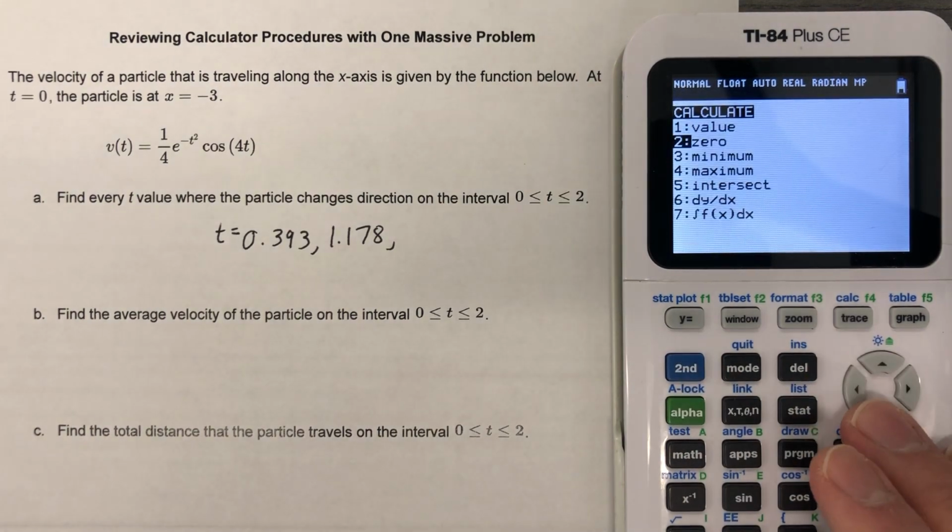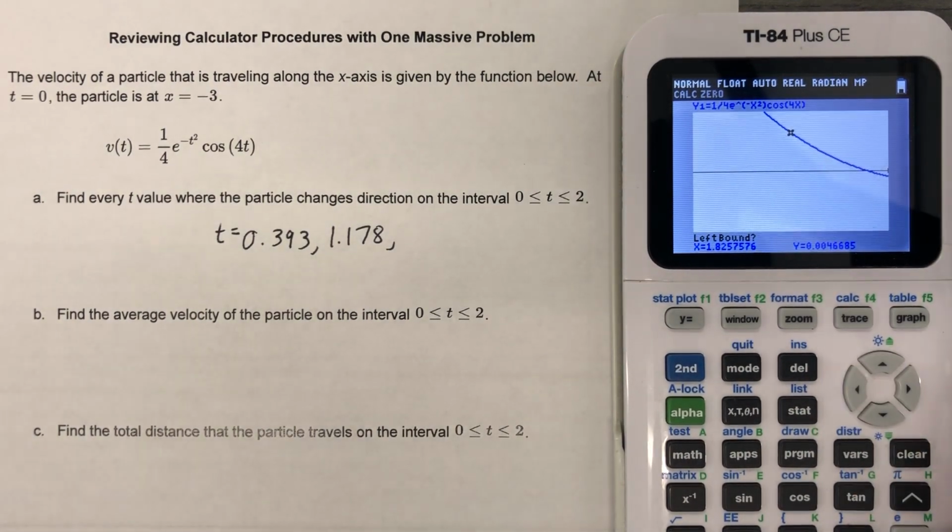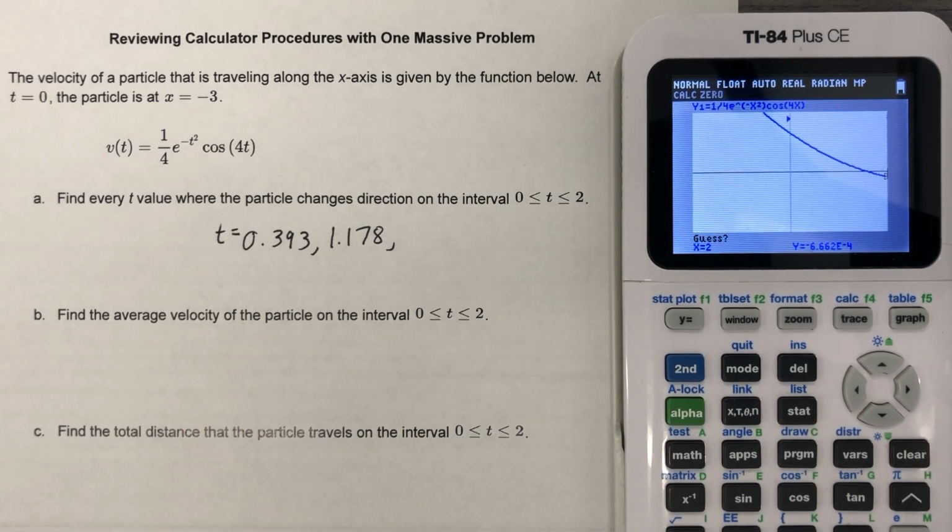So second and calc, 0. Left bound, we are to the left of the x-intercept. And let's just press 2. We go all the way there, and we press enter. And 1.96, that is very close to 2.